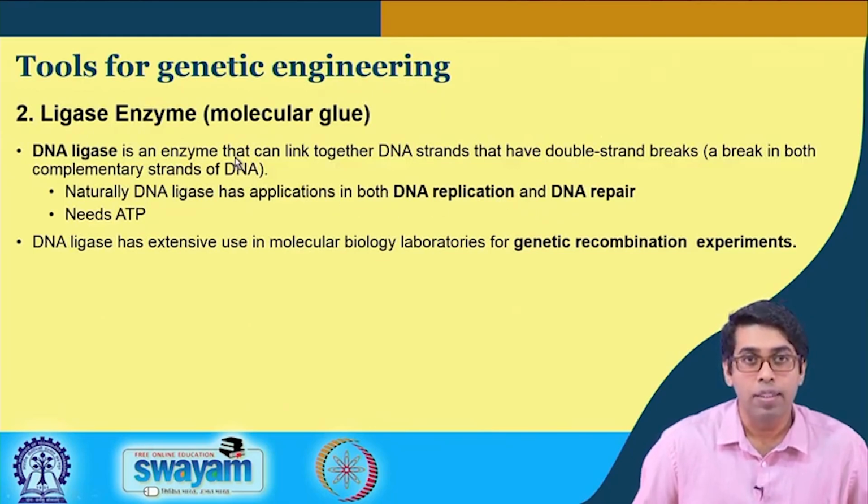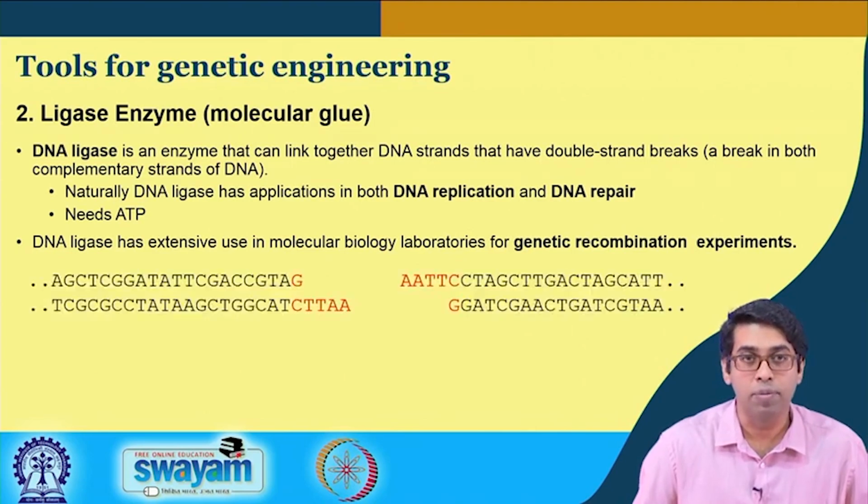The next one is the ligase enzyme. This is the molecular glue. They are present naturally in these organisms because they are involved in both DNA replication and DNA repair, but we use them for joining different DNA fragments together, because as you see, restriction enzymes can cut with sticky ends, but then there will be no covalent linkages between these ends. So, we can use ligase to fill in that missing covalent linkage.